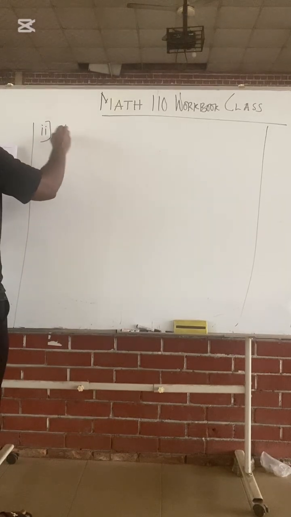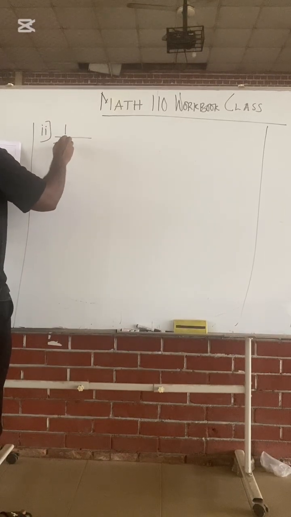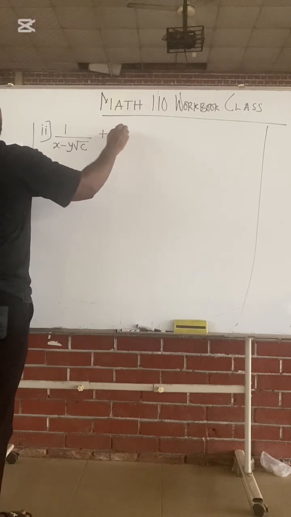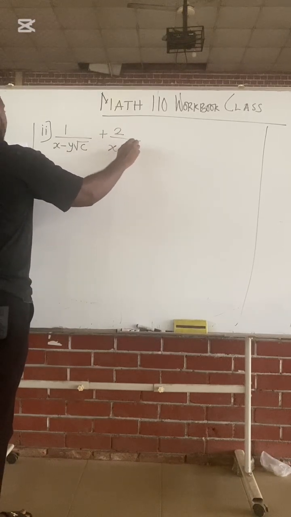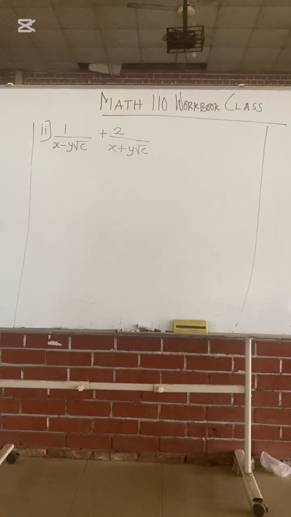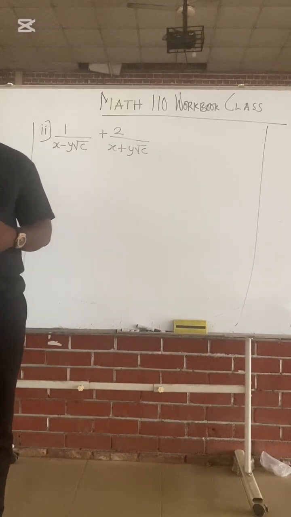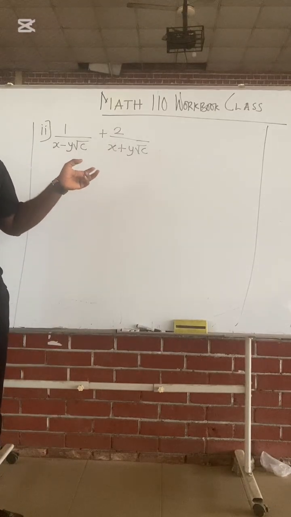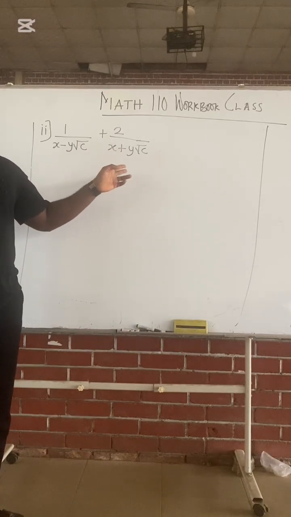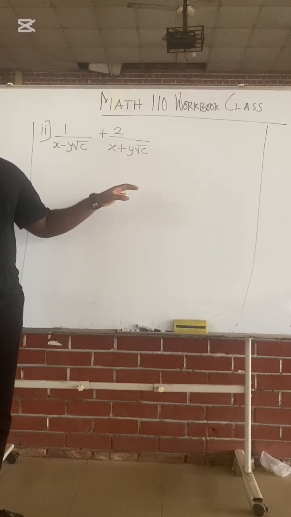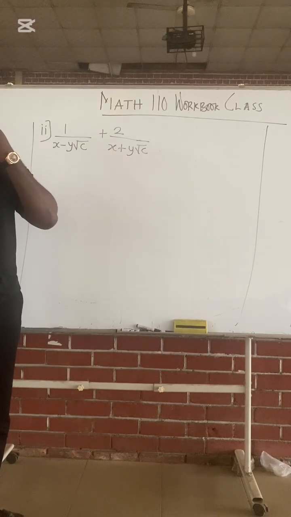We have 1 all over x minus y root c, plus 2 all over x plus y root c. Class, we have to solve this: 1 all over x minus y root c plus 2 all over x plus y root c.